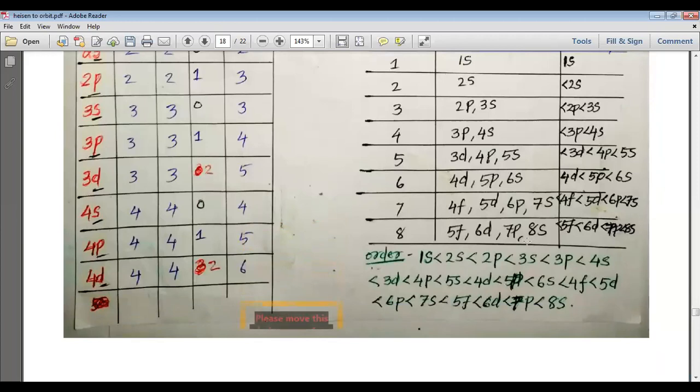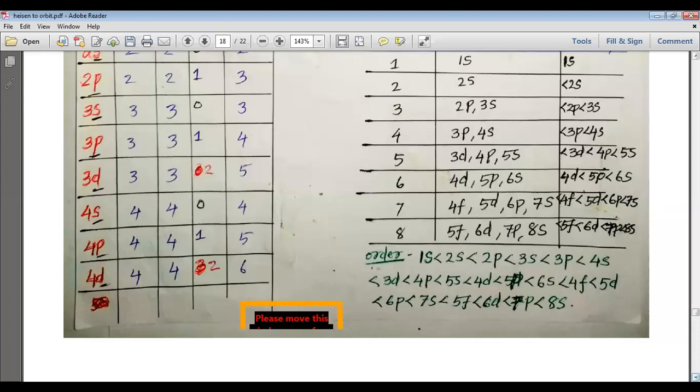My dear students, we are going to apply one more rule here: the higher the principal quantum number, the higher we consider the energy of that orbital, if the value of n plus l is the same. For example, when n plus l is equal to 5, we have 3d, 4p, and 5s. But we will consider that the energy of 3d is less than the energy of 4p, and the energy of 4p would be less than the energy of 5s, because the higher the principal quantum number, the more would be the energy. So this is how I have written it, as 3d is less than 4p is less than 5s.